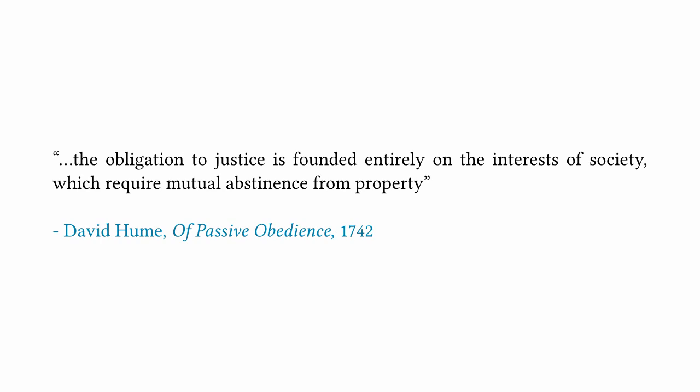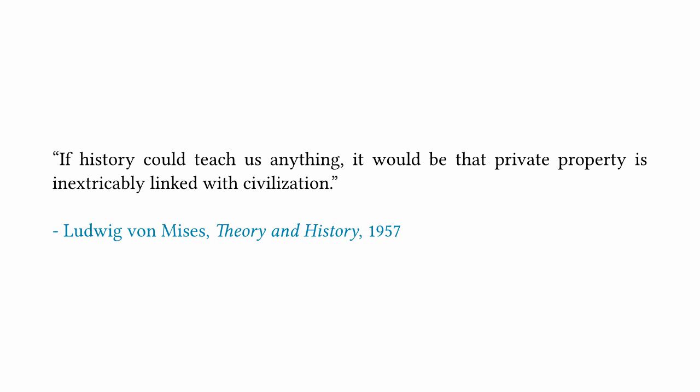As David Hume wrote, "The obligation to justice is founded entirely on the interests of society, which require mutual abstinence from property." And as Mises wrote, "If history could teach us anything, it would be that private property is inextricably linked with civilization." It did not require high philosophy to realize that the modus operandi of snatch as snatch can would make everyone worse off. And any group of people who did not achieve that realization would have rapidly slaughtered and starved themselves into oblivion. But exactly how property rights are delineated has varied from civilization to civilization throughout human history.